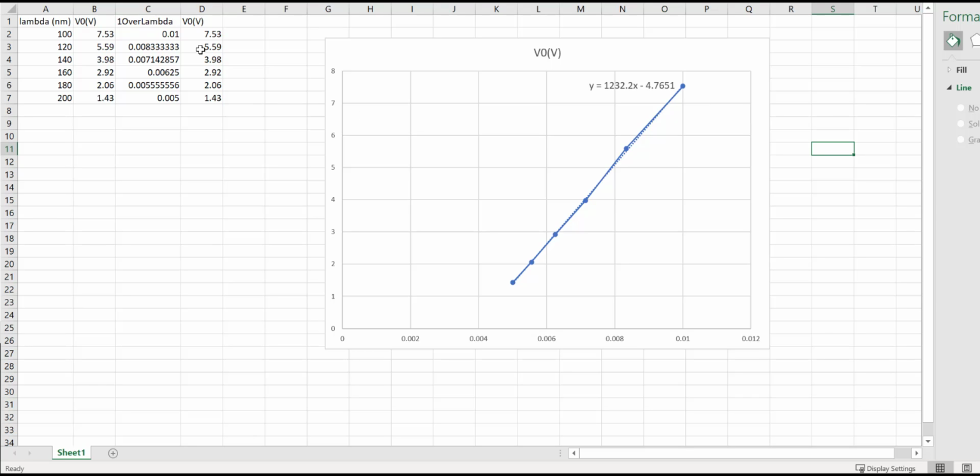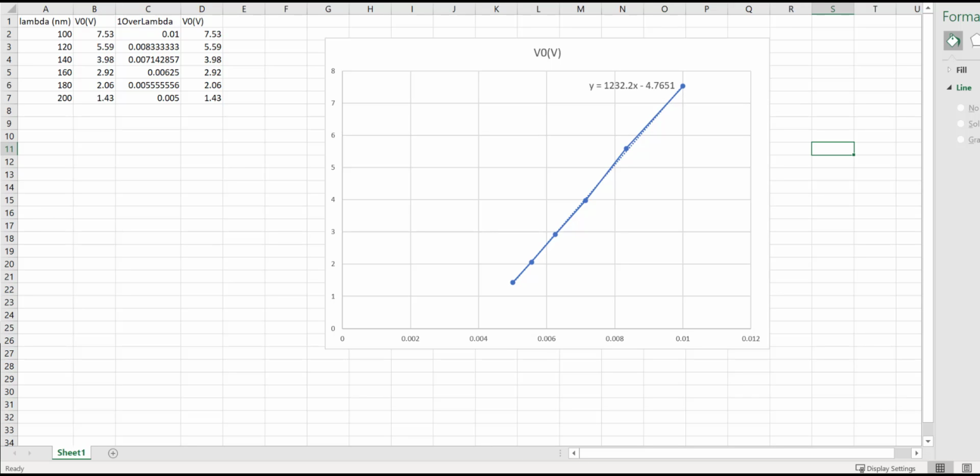Again, there are only 3 sig figs in here, so it's negative 4.77. Okay, so that is my y-intercept, and that is phi over e. So phi over e is negative this number, and it's in volts. So if I want to find the expression in joules, I have to multiply it by 1.6 times 10 to the negative 19. But if I wanted it in electron volts, it's actually negative 4.77.